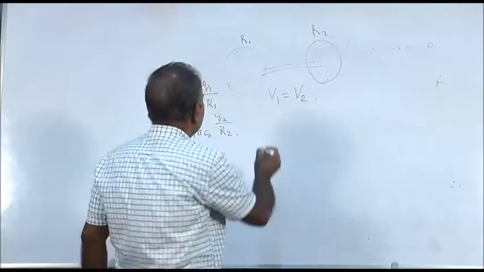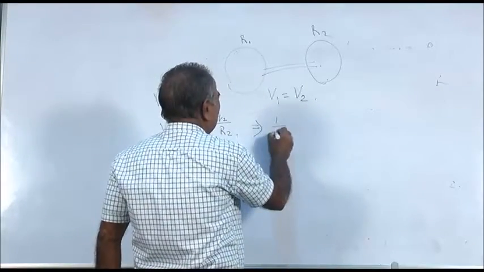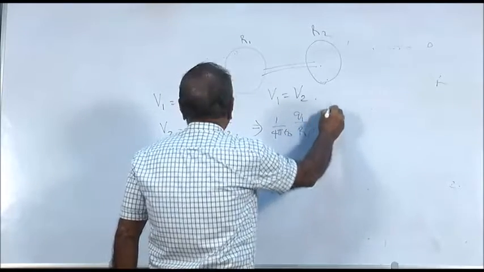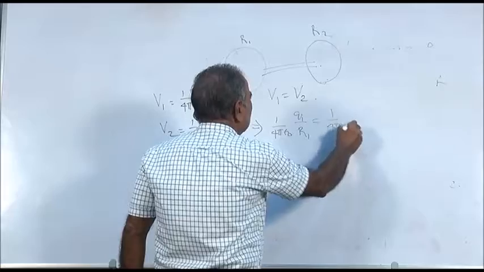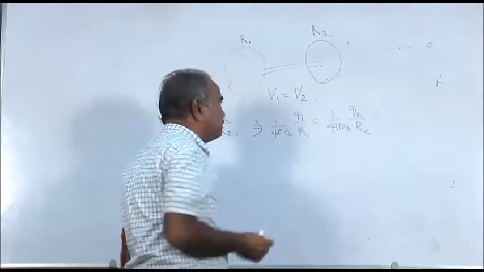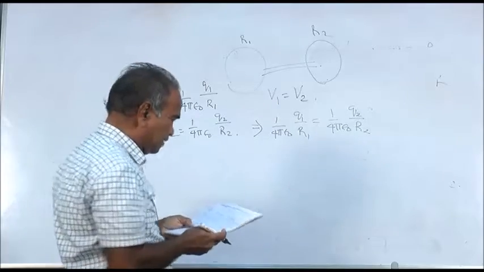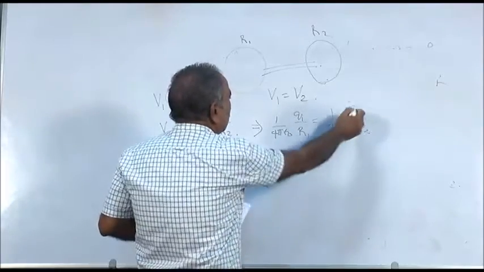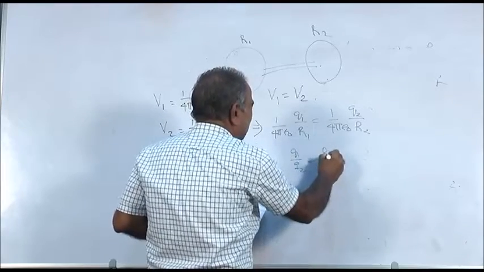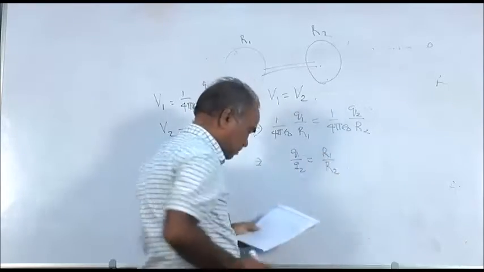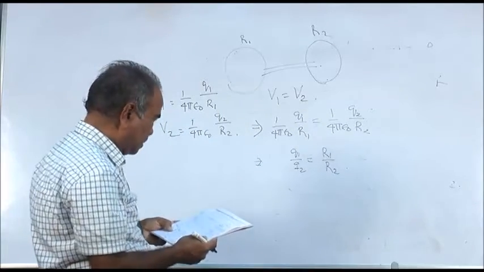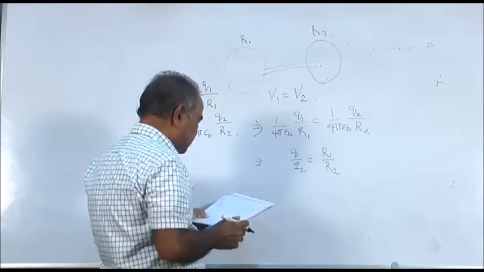That implies 1 by 4 pi epsilon 0 Q1 by R1 is equal to 1 by 4 pi epsilon 0 Q2 by R2. So 1 by 4 pi epsilon 0 cancels. So you get Q1 by Q2 is equal to R1 by R2. And then you find the ratio of electric field intensity.